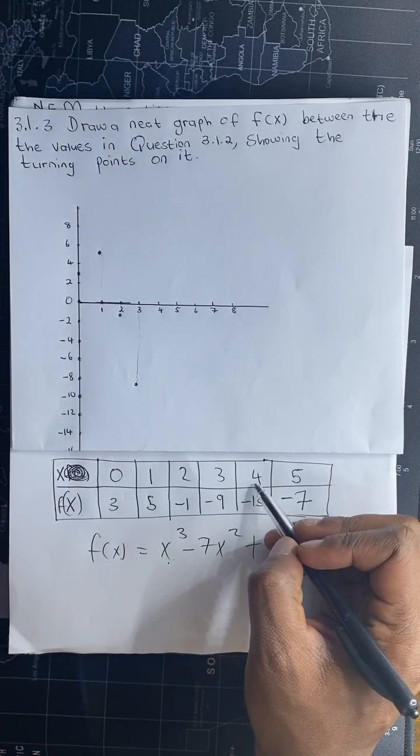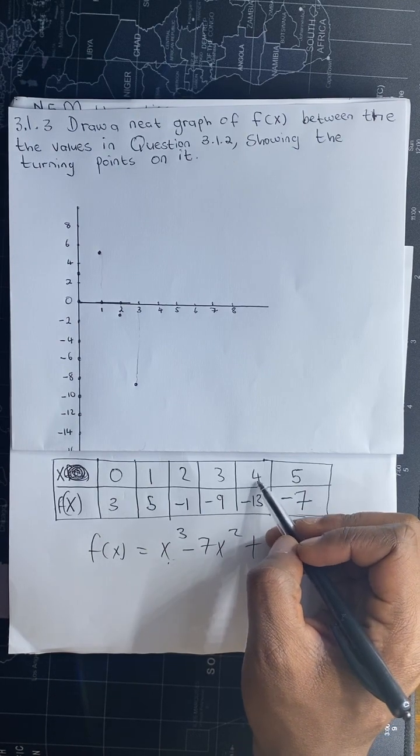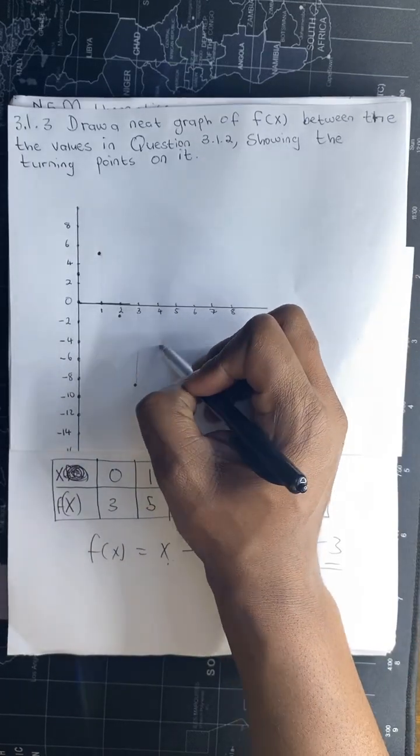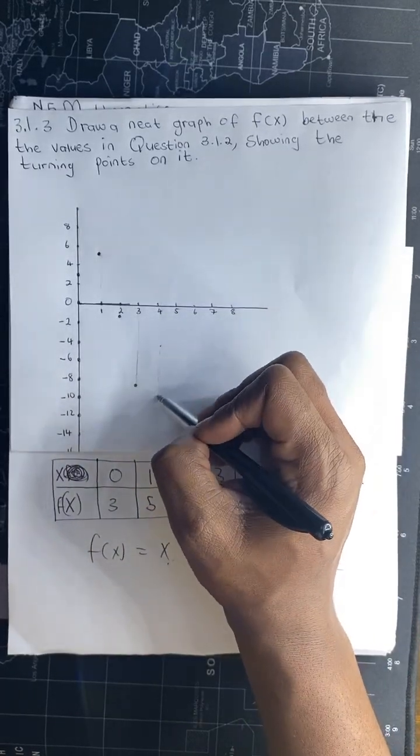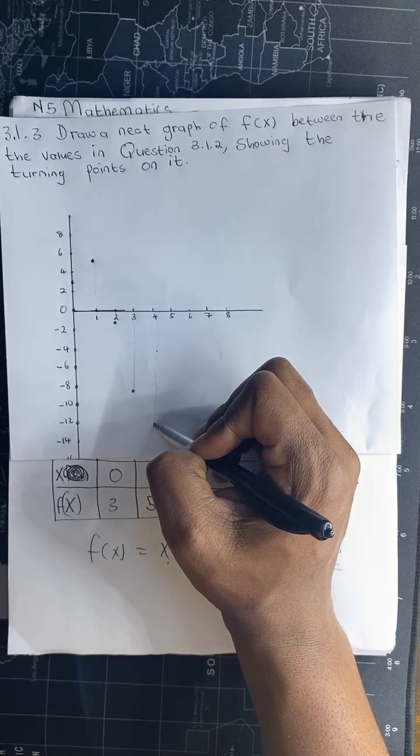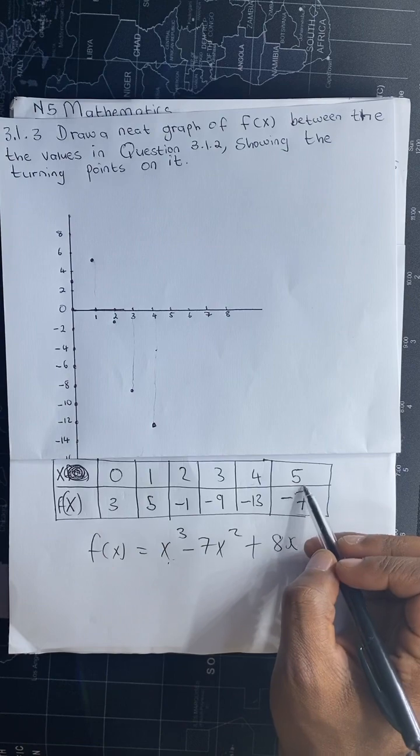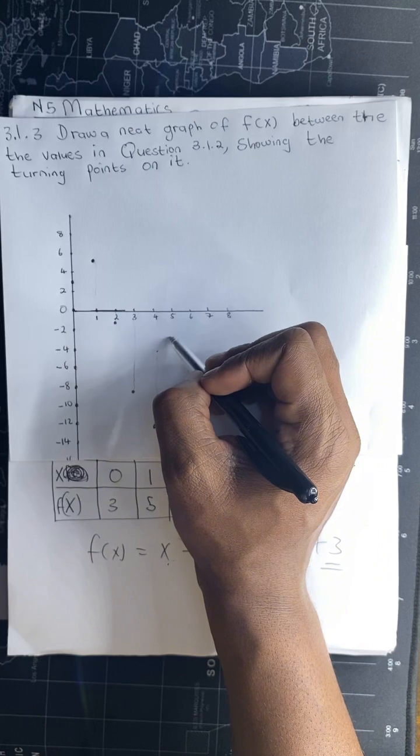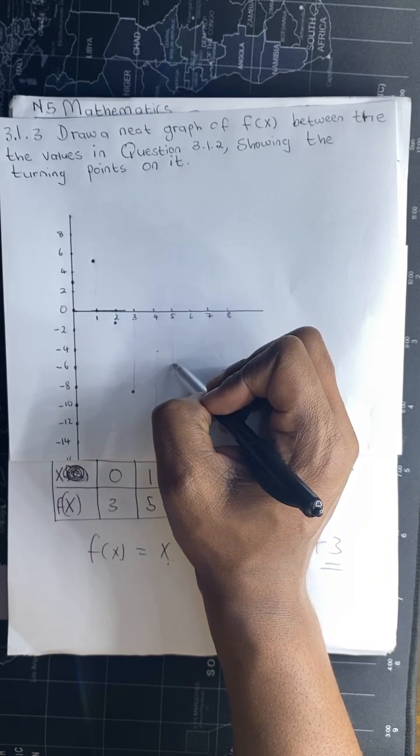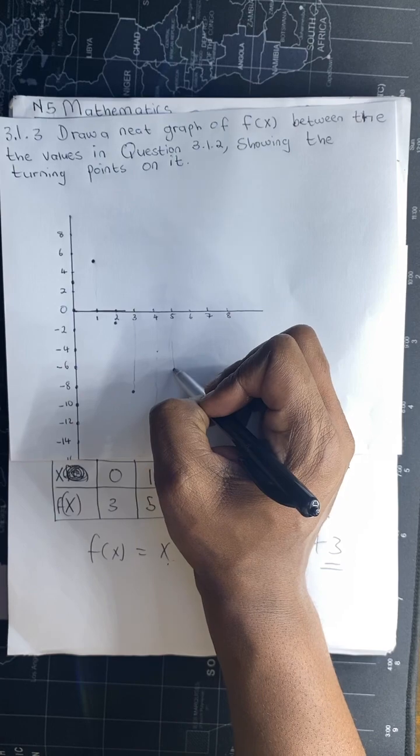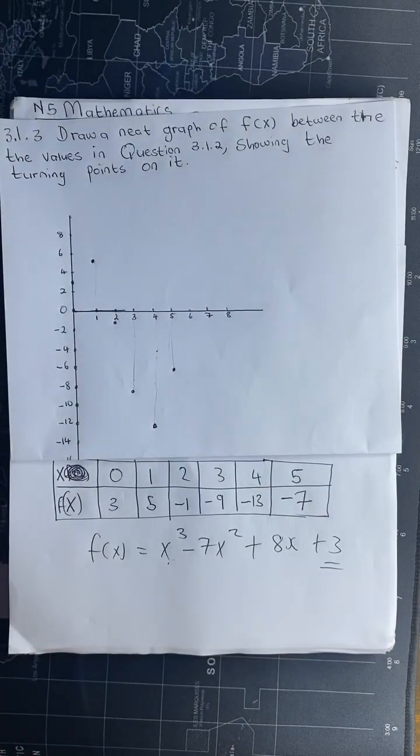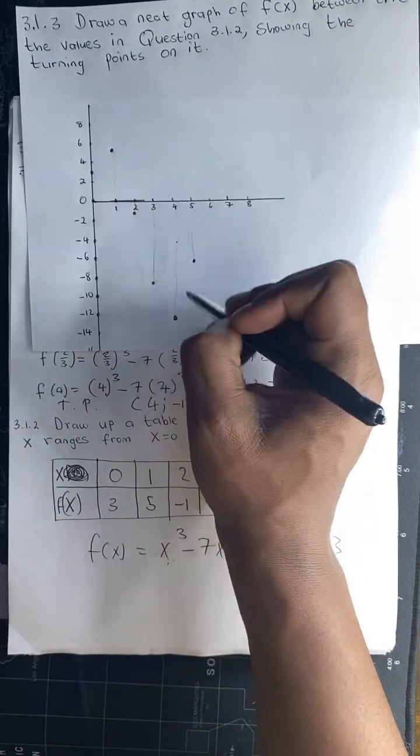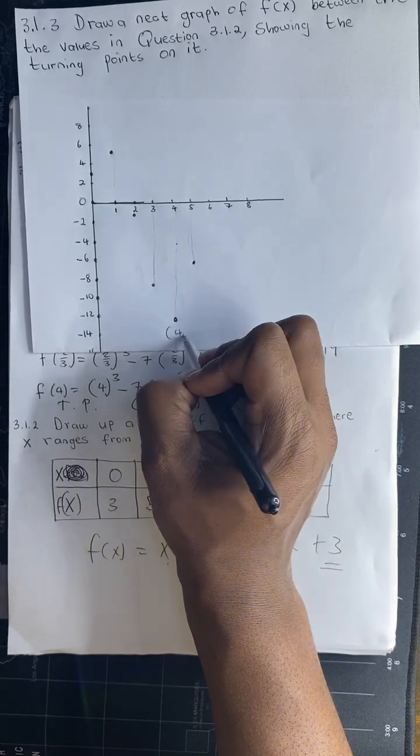When x is equal to 4, y is equal to negative 13. And when x is equal to 5, y is equal to negative 7. And also our turning points: we already defined the turning point at negative 13 for x equal to 4.